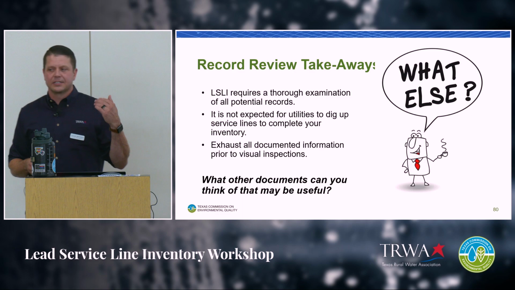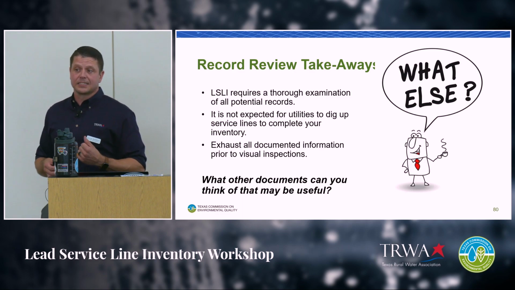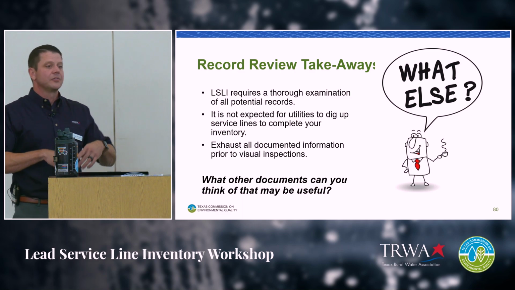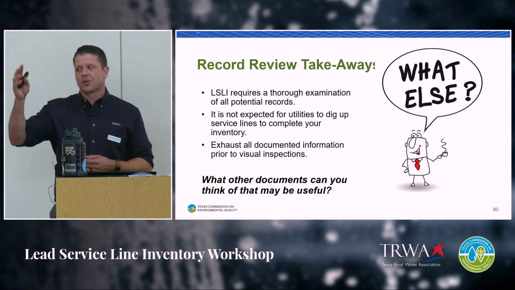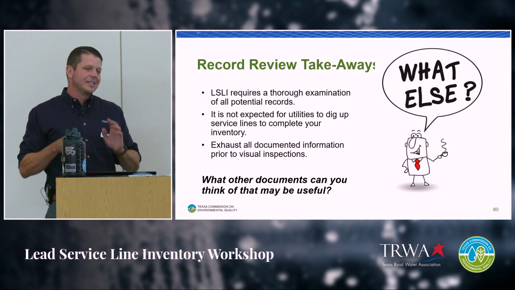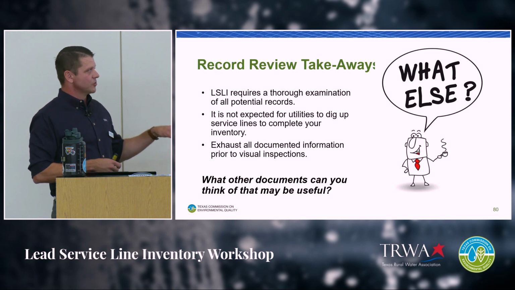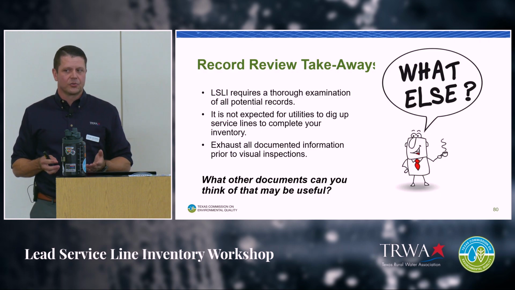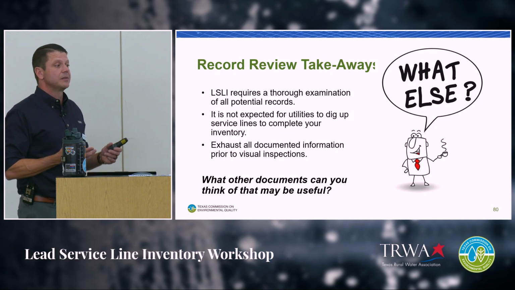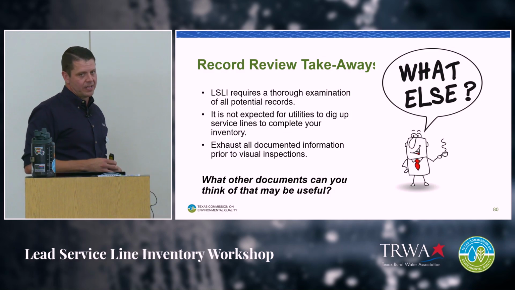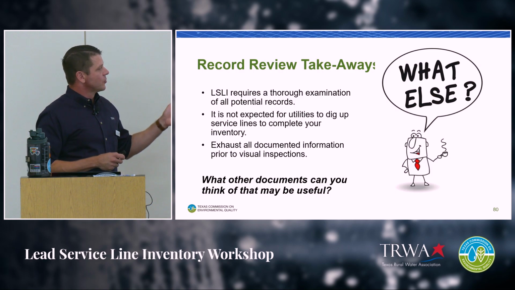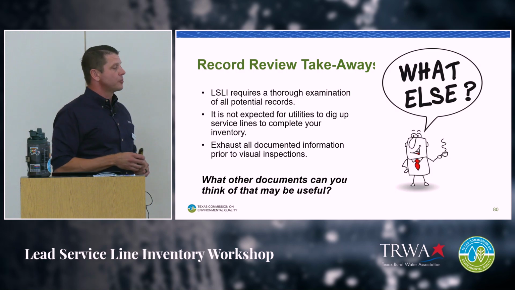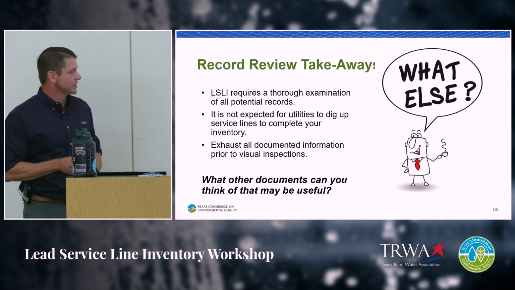The concern was, if we're having to identify all these lines, that is a significant cost and time to go out and dig everything up. There were a lot of comments about potholing and how much of the yard we're going to have to dig up and all of that. That's not the intention. For initial inventory, they want everything to be done through record review. So there should not be a need for that. And then, of course, exhaust all documentation information prior to having to go out and do visual inspections.